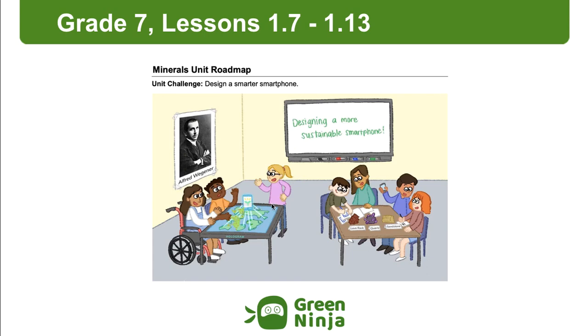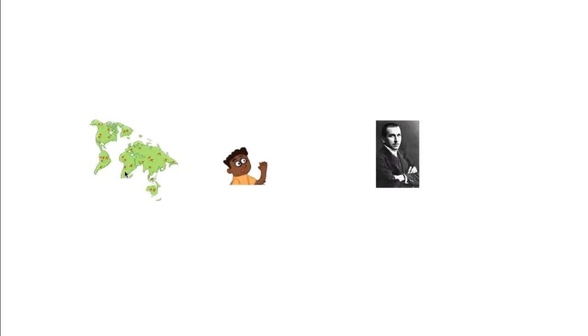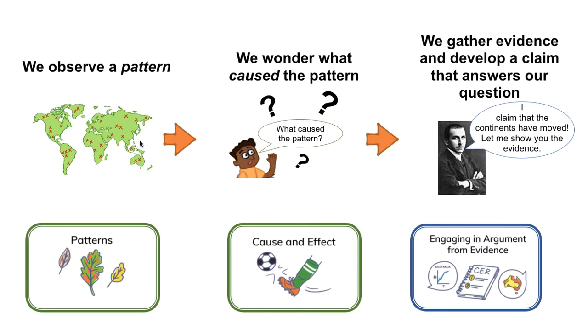In the last group of lessons, we noticed that some places on Earth have lots of mineral resources and others have few. When we look closely, we start noticing patterns. That's when it's time to kick in our ability to think and act like a scientist. Whenever we observe a pattern, we wonder, what caused this pattern? Then we gather evidence and develop and support a claim that will answer that question. This is a pretty common way that scientists put together the cross-cutting concepts and practices from the NGSS.